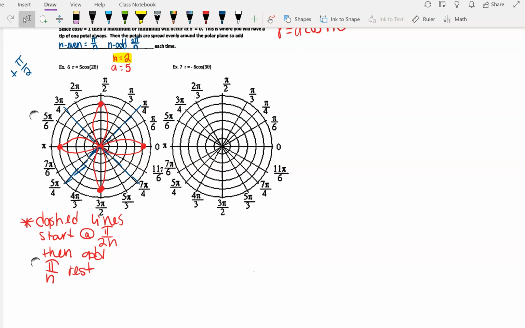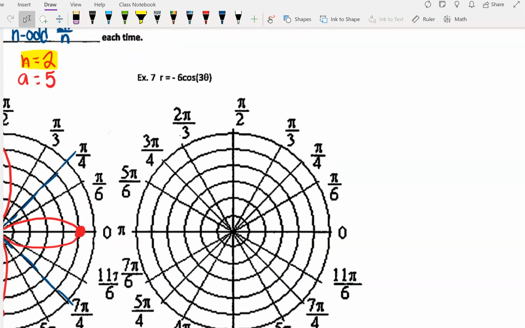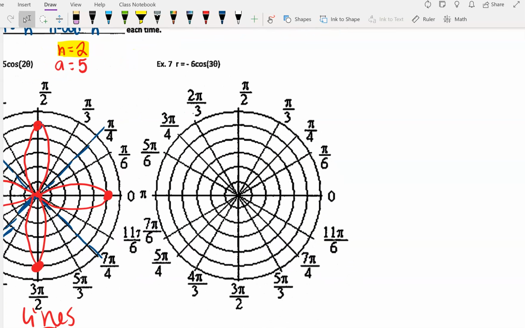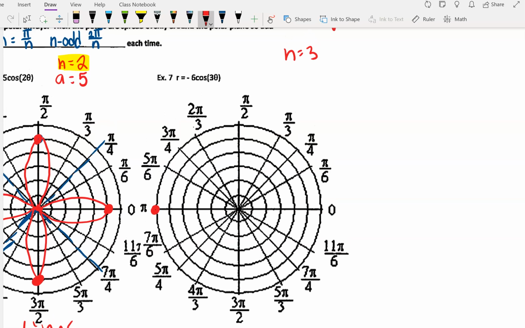The next one has an odd n value, and it's also got a negative in front of cosine. So since it's negative in front of cosine, I'm not going to be starting at 0, 6. I'm going to be over here at 0, negative 6. 1, 2, 3, 4, 5, 6. So that's going to be the first tip of the first petal. And then, because n is odd, n is 3, I'm going to have to use this formula here.